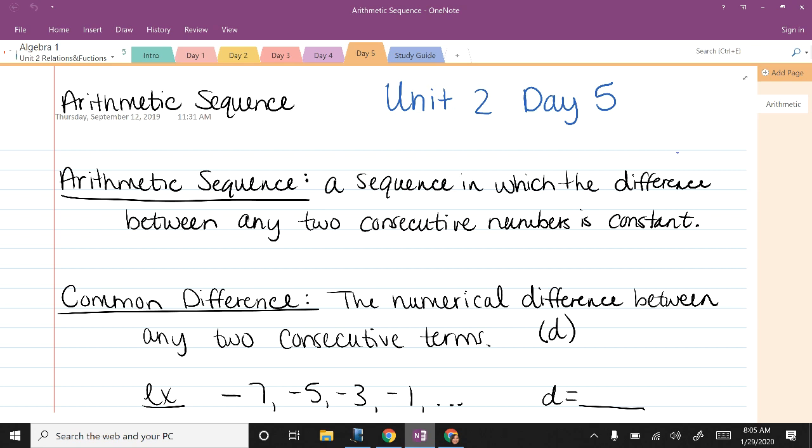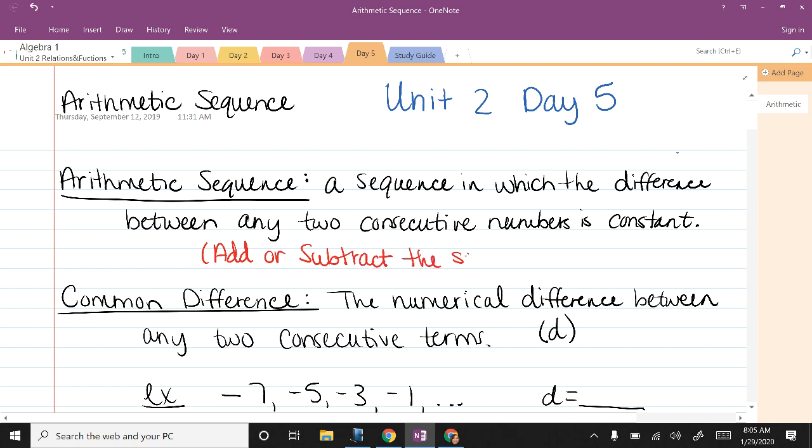So you might want to write in parentheses, you want to add or subtract the same number every time. Okay? So in an arithmetic sequence, we're going to add or subtract the same number to get to the next number. So you're either always going to add 2 or you're always going to subtract 14.